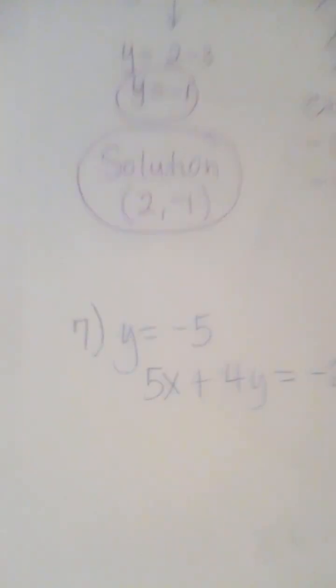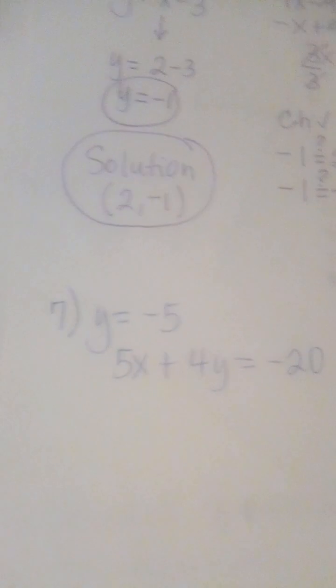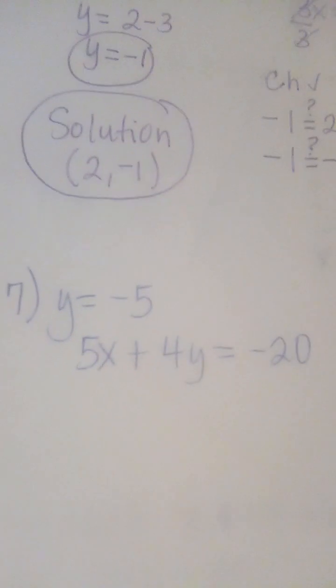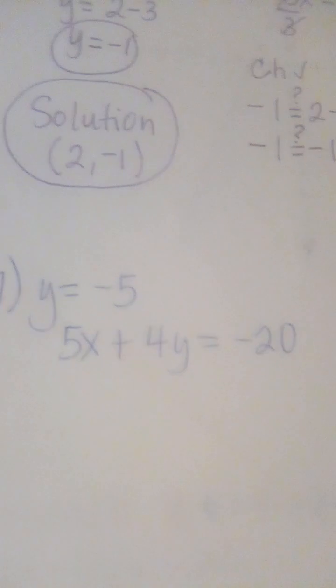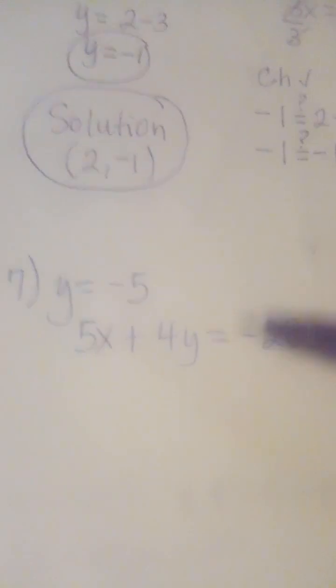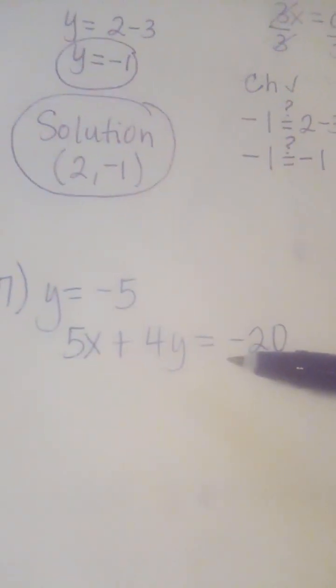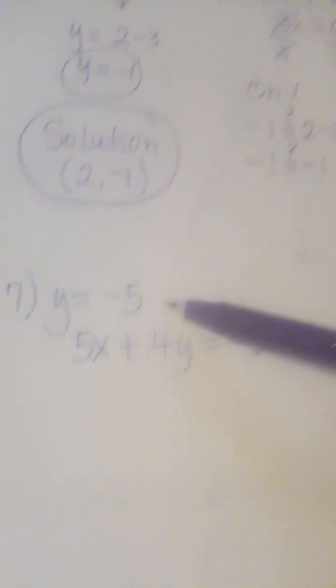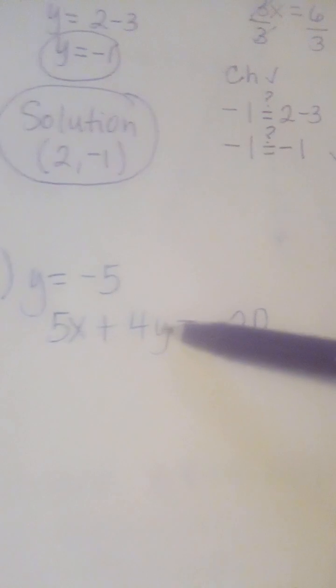All right. We go into the second one. We have 2 parts. For number 7, y equals negative 5. And then we had the equation 5x plus 4y equals 20. The good thing is, one of the variables has been solved, so we don't have to worry about y. We could simply substitute for y in this problem. So let me work this out for you.